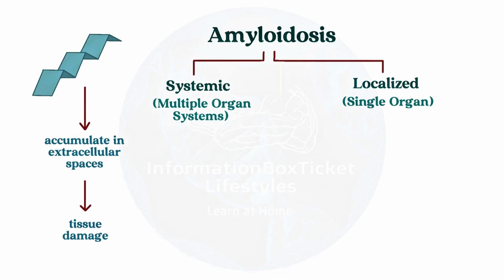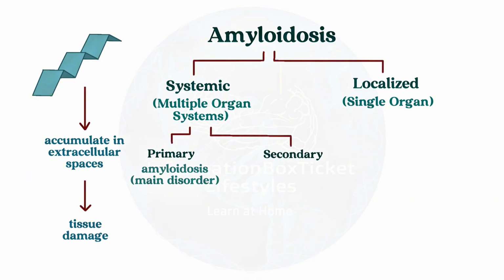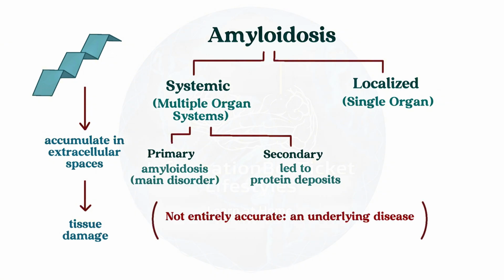Until recently, systemic amyloidosis was further classified into primary amyloidosis, in which amyloidosis was believed to be the main disorder, and secondary amyloidosis, in which another known disease process led to the protein deposits. However, this classification is not entirely accurate, because an underlying disease process has now been identified, even in the so-called primary form.